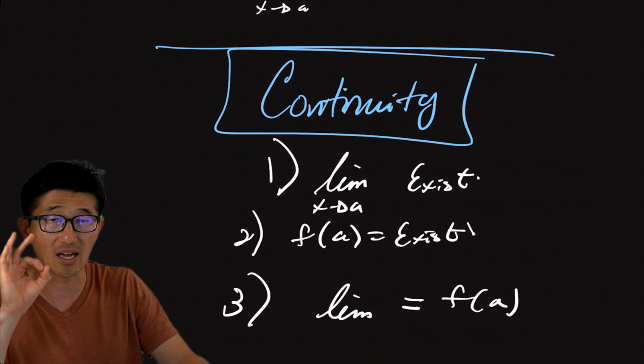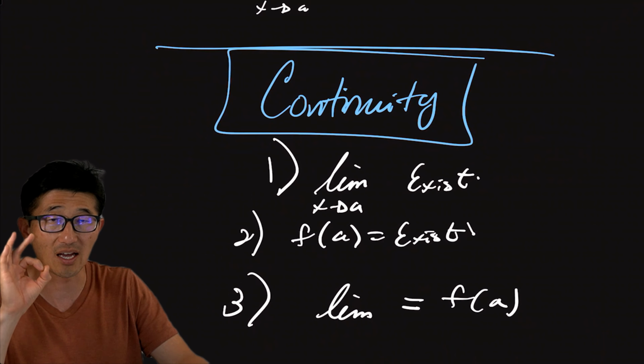So to be continuous, you have to satisfy three conditions. Number one, the limit exists as x approaches a. Number two, there is a y value at a. And the limit and the y value happen to be exactly the same. So it's something like this. You're approaching a from both sides.